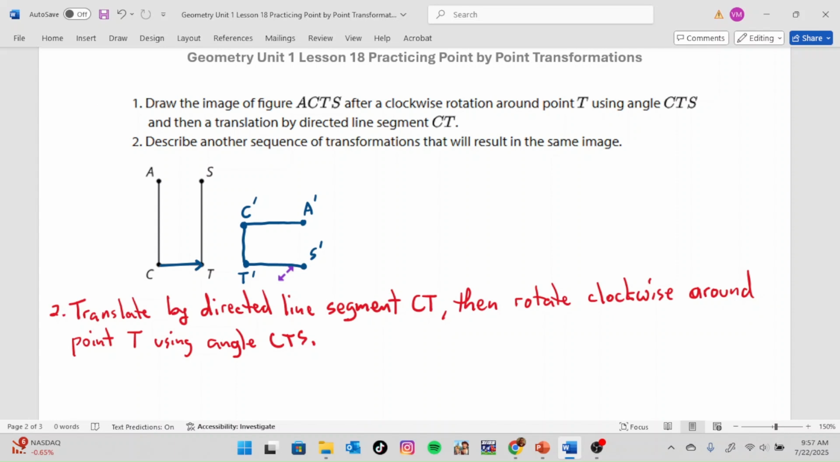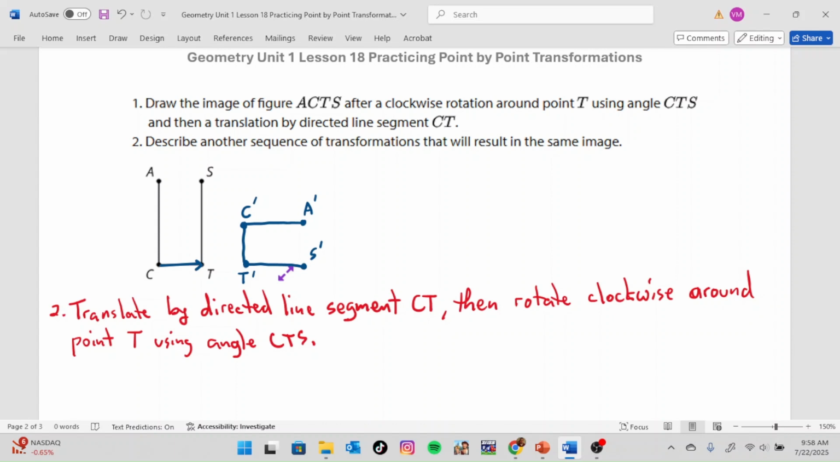It doesn't matter which order we put them in, as long as we still do these 2 transformations, then we will end up with the same image. I hope this makes sense to you. If not, feel free to leave a comment below.